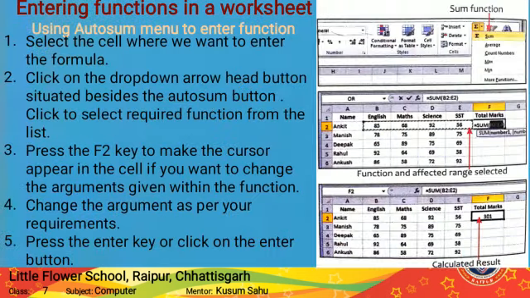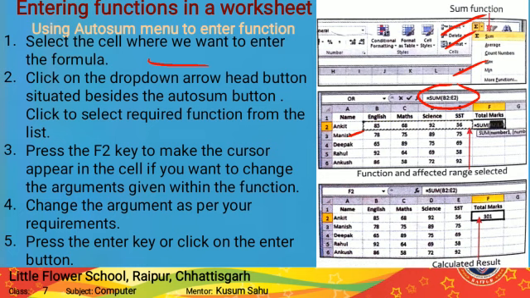Now we will learn how to enter the function by using the auto sum menu. For this also you have to select the cell where we want to enter the formula. You have to enter that box, that is this or this. After that, click on the drop down arrowhead button situated beside the auto sum button. Here you can see the auto sum button is situated. Here you have to select the required function from the list. You have to select which function you want, that is sum, average, maximum, minimum, etc. You have to select from here.